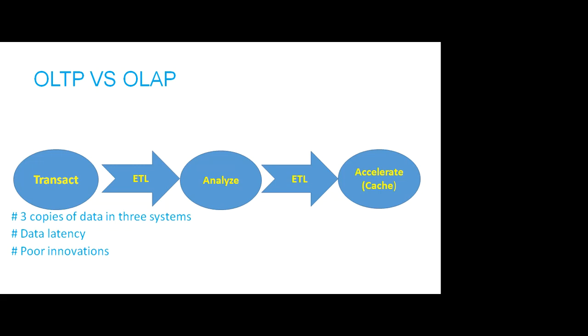So that's why before S/4HANA, there were 3 copies of the data in 3 systems. Parallel systems were kept. That means every time a transaction was passed, it was kept in a separate system. Therefore there is an arrow mark ETL. That is the transfer of the data to another system. In that other system, we use accelerators to analyze the data and put it to the front end. So transaction processing was done in one system, and for reports, you had to depend on a different system.